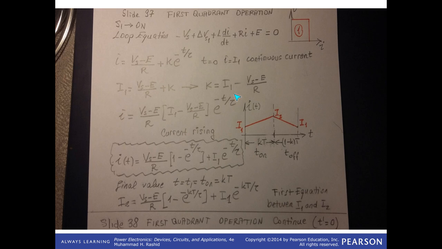Generally, when I was teaching at Istanbul Technical University or even in classroom, I use I minimum and I maximum. But I believe if you read the material, Mohammed Rashid prefers I1 and I2. That's why I use I1 and I2. So this one is I minimum, this one is I maximum. But current is continuous. Don't worry.